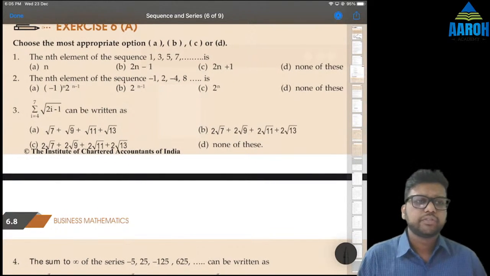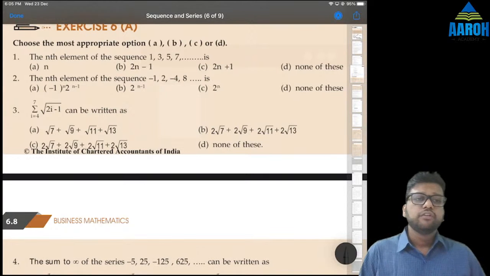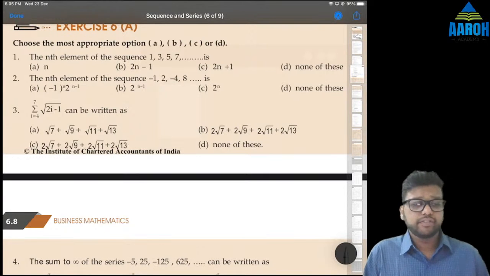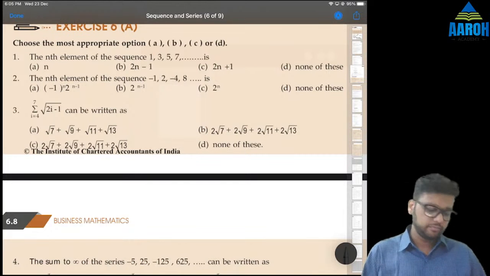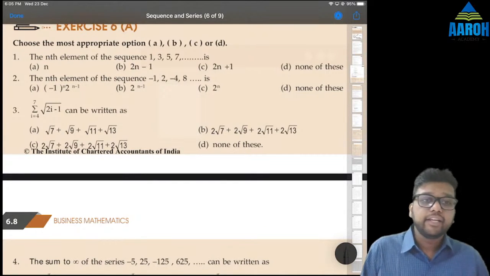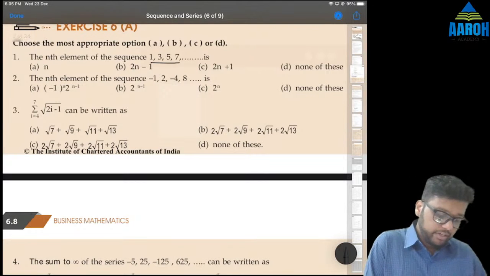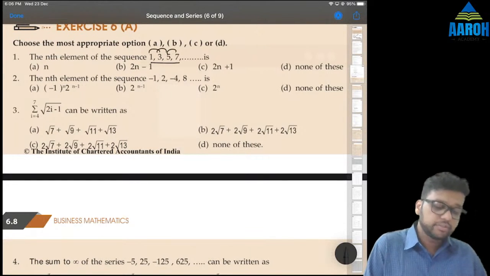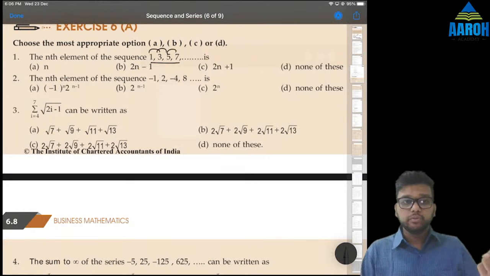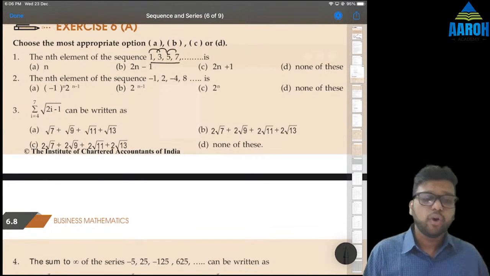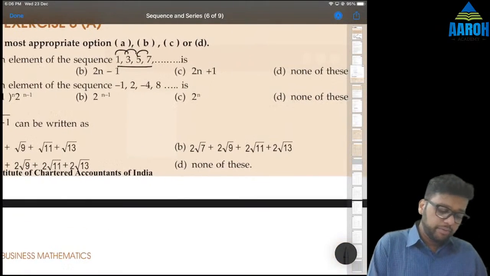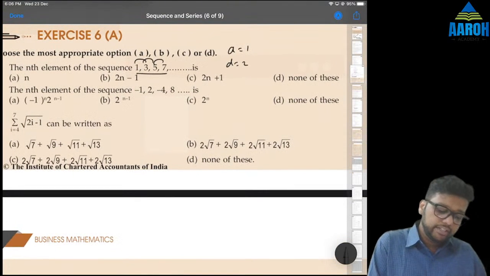So let's start with the first. The first question is the nth element of the sequence 1, 3, 5, 7 and so on. If you see, this is an AP, right? Why AP? Because the difference between consecutive terms is the same, 2, 2, 2. These are odd numbers actually. So in this AP, A is 1 and the common difference is 2. So the nth element is just Tn.